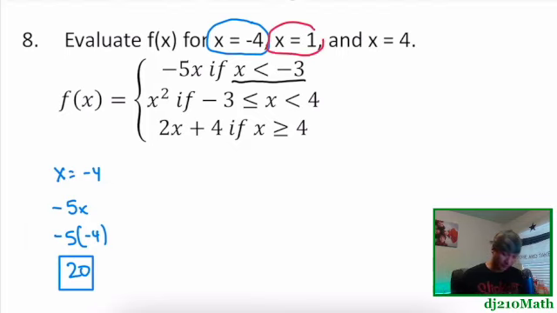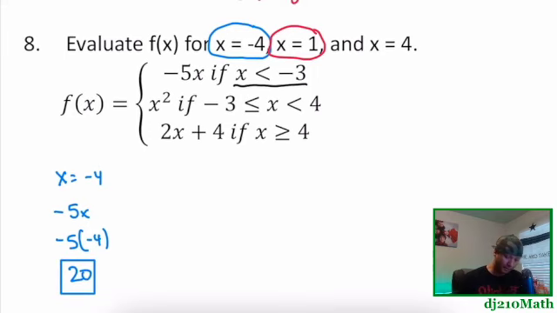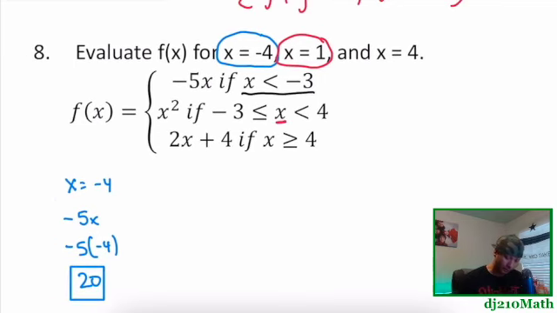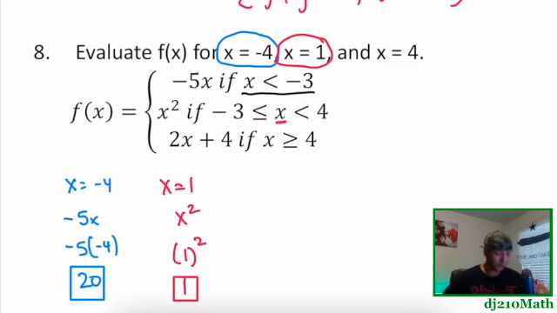For x equal to 1, where does 1 fit in? 1 is definitely in between -3 and 4. So we can use the middle one. When x is equal to 1, we're going to use the middle function, x squared. So when we plug in 1, we get 1 squared, and we get 1. So when x is 1, y is 1. It's kind of interesting.